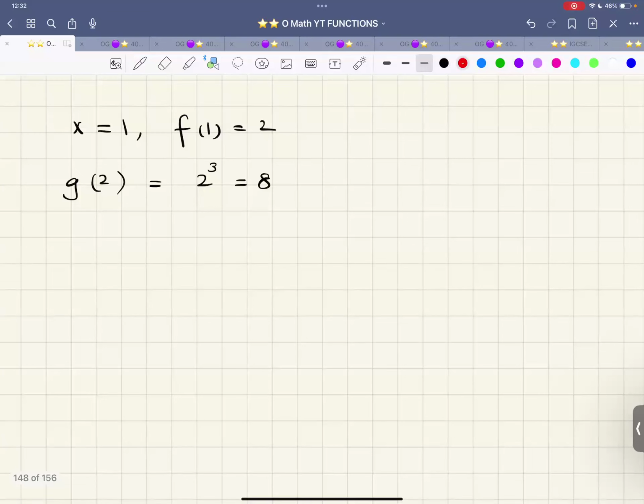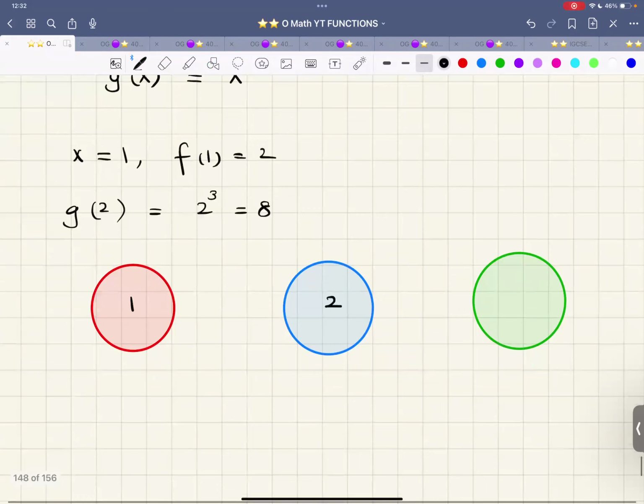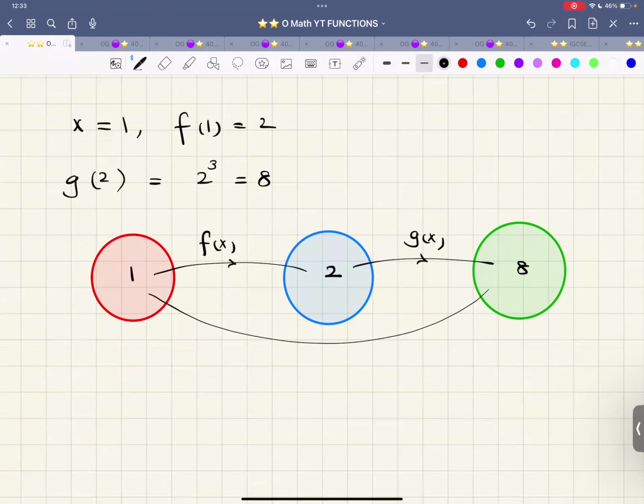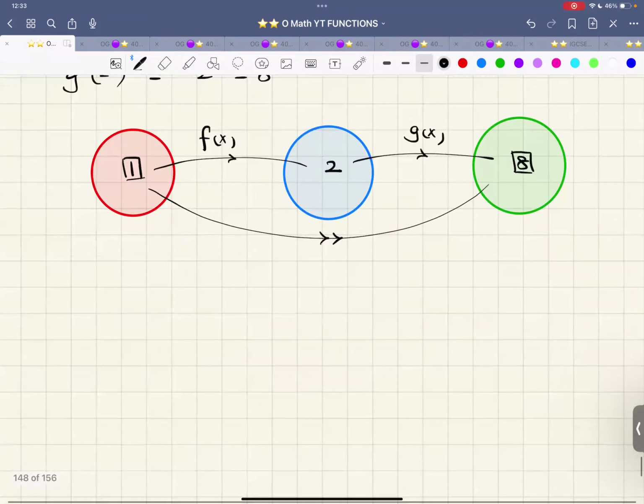Now let me draw those 3 circles over here. The first one, the second one, and the third one. There is a value of x, 1. 1 is becoming 2, and 2 is becoming 8. 1 is becoming 2 because of f(x). 2 is becoming 8 because of g(x). Is there any single function which will take this 1 and directly convert it into 8? That is the concept over here.